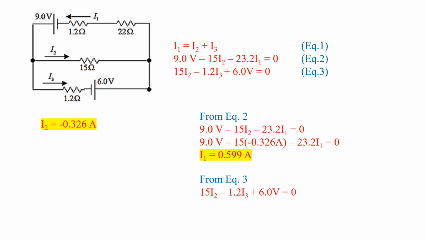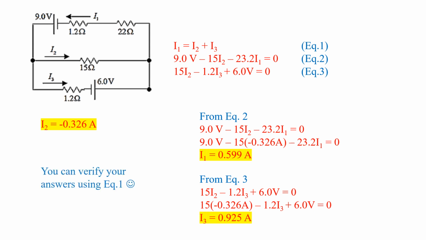From equation 3, we can solve for I3. So equation 3, you have 15 I2 minus 1.2 I3 plus 6 volts. Substituting I2 into equation 3, you have 15 times negative 0.326 amperes minus 1.2 I3 plus 6 volts. You can solve for I3 that's equal to 0.925 amperes.